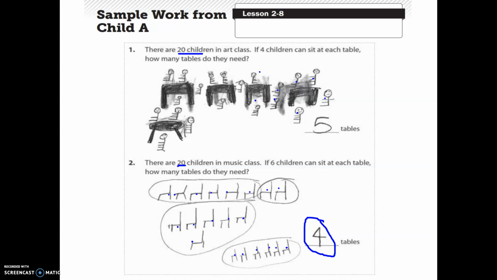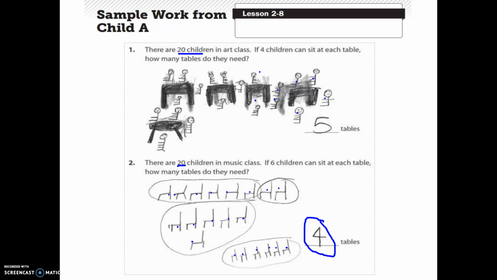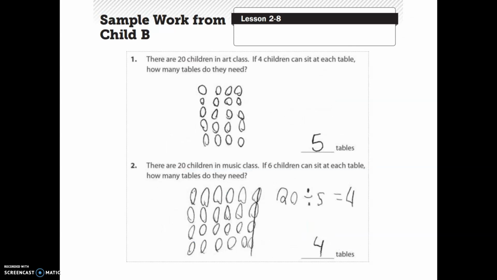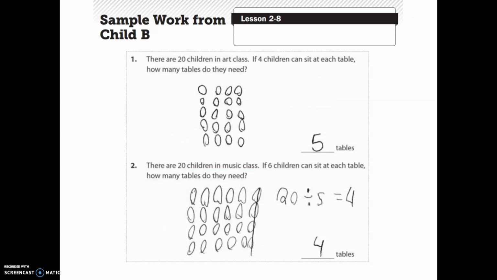Let's look at another solution. So here we have child B, and there, when in doubt, draw it out. How are the representations different from child A to child B? Well, child A drew pictures of tables and chairs. Child B did not. Child B drew an array. We've talked about arrays before.